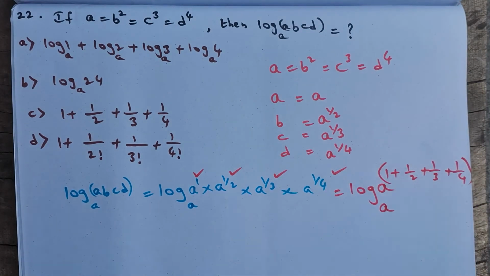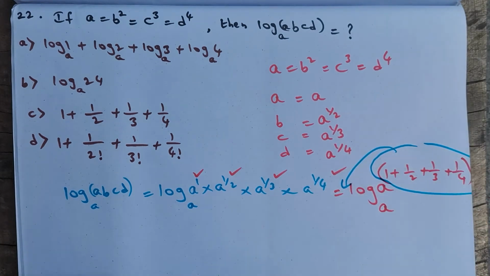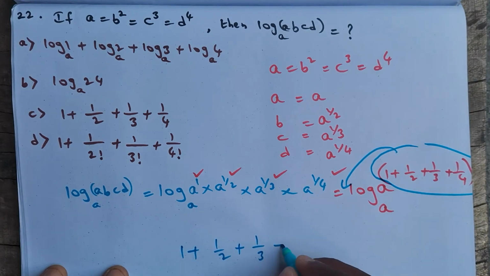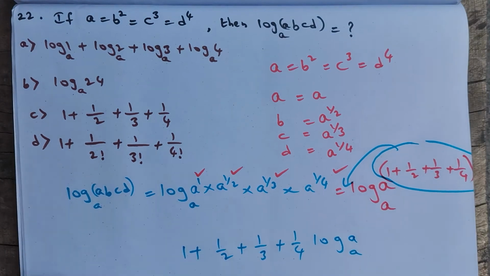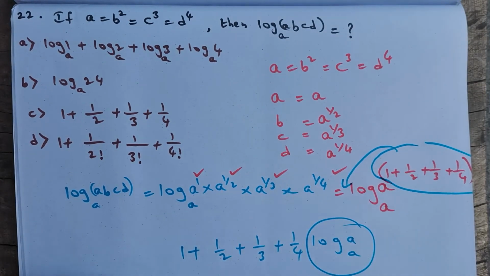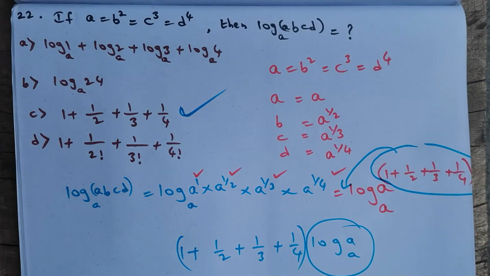Now this total top number will come to the front side, as (1 plus 1 by 2 plus 1 by 3 plus 1 by 4) times log a base a. We already know the value of log a base a, it is 1. So the final answer is 1 plus 1 by 2 plus 1 by 3 plus 1 by 4. Option C is the correct one.